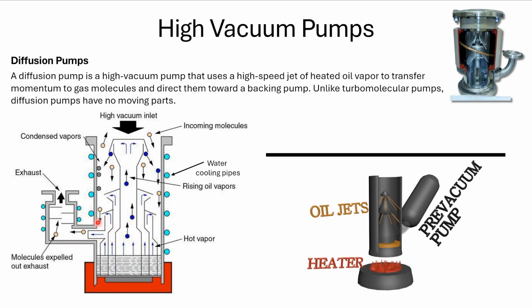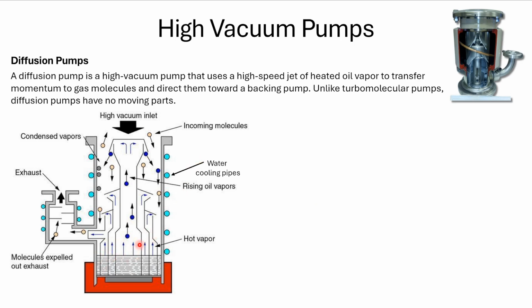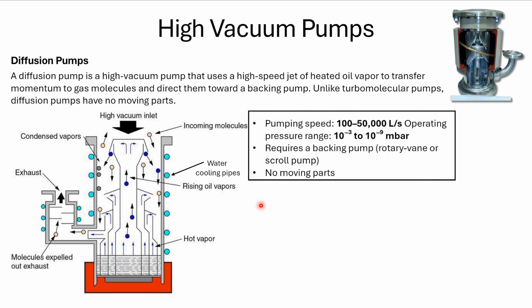And you can see the water cooling pipes. There's a moving part actually here. The oil is moving, and the second thing is water is moving. So there's a water circulation and there is oil circulation in this pump. The main advantage is the pumping speed, which is extremely high, and the operating range is 10 to minus 3 to 10 to minus 10 millibar. But it requires a backing pump and there is no moving part except oil and water.